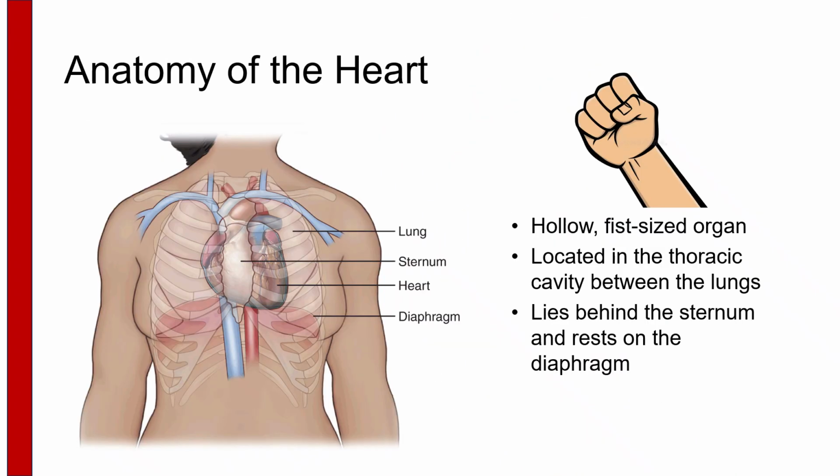Moving on to the anatomy of the heart. The heart is a hollow organ, and it is about the size of your fist. It is in our chest, between the lungs, and it sits behind our sternum and rests actually on our diaphragm. So it is behind a really strong, thick bone for a reason, because it is one of our most vital organs, and that sternum protects it.